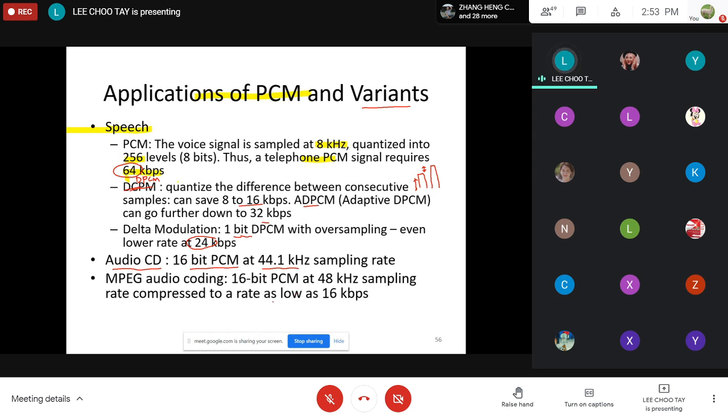And for audio signal, this is MPEG. There are many types of MPEG: MPEG 2, MPEG 3, MPEG 4, depending on the MPEG standards. This one is 16-bit PCM at 48 kilohertz. And if you do compression, then you can compress it down to 64 kilobits per second. All of this is just for your info.